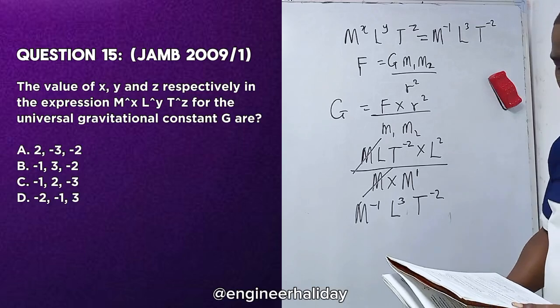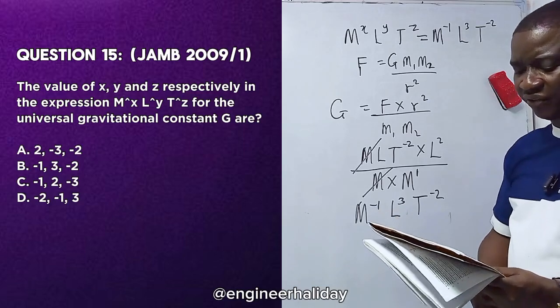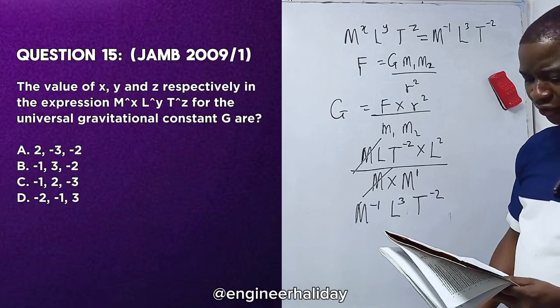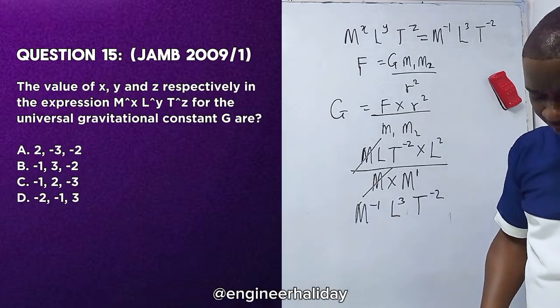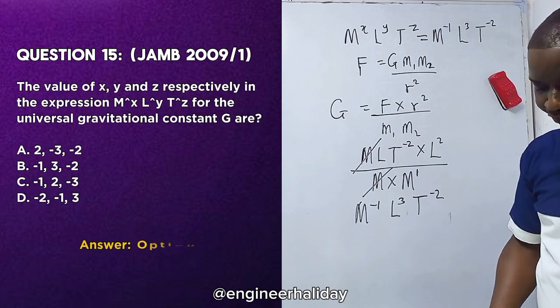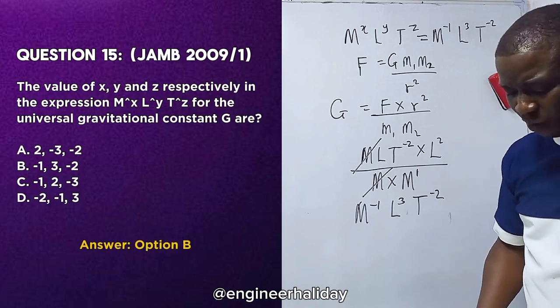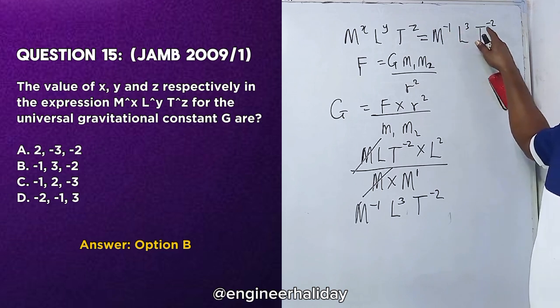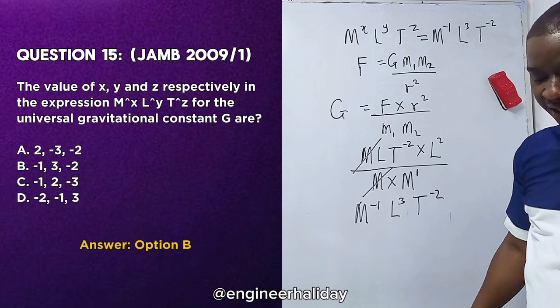So option A says 2, minus 3, minus 2. B says minus 1, 3, minus 2. C says minus 1, 2, minus 3. D says minus 2, minus 1, 3. So the answer should be option B, which is minus 1, 3, minus 2. So option B is the answer.